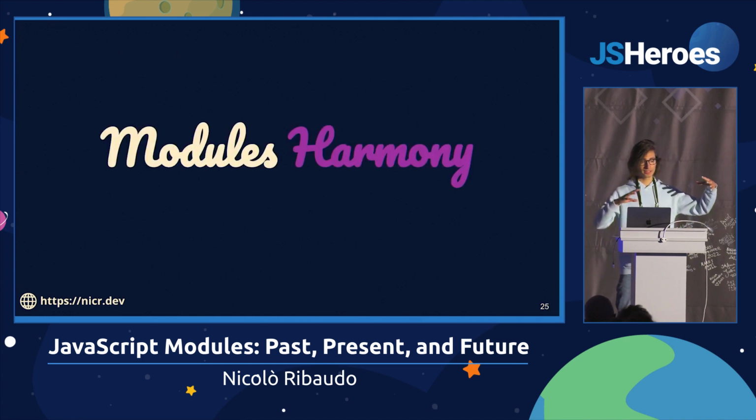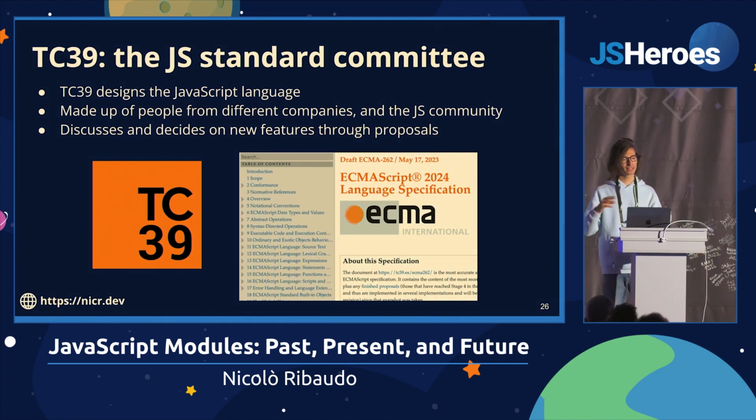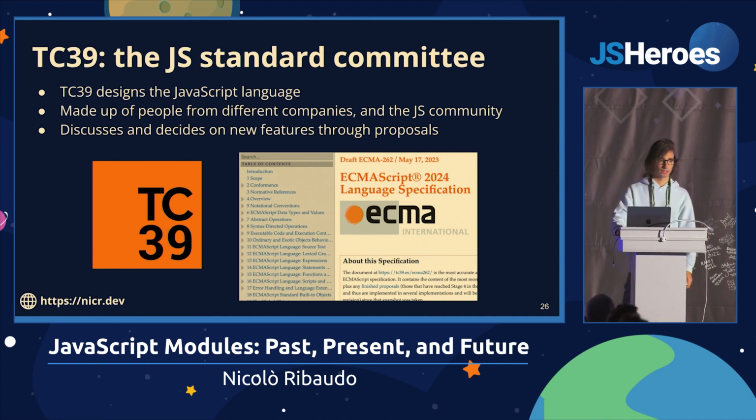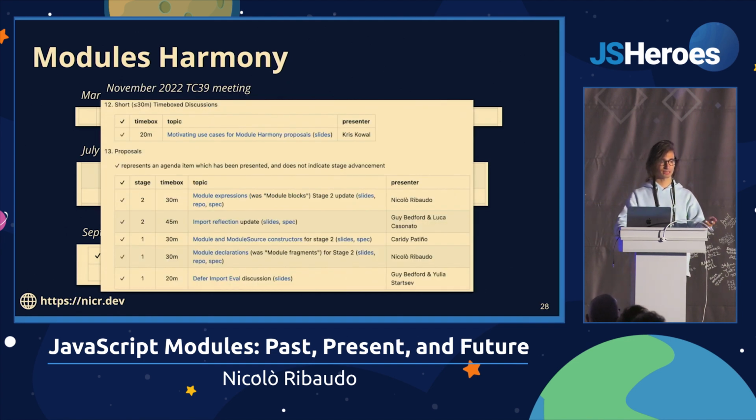And all of these problems, missing functionalities, bring us to what we call Modules Harmony. We is TC39, the JavaScript Standard Committee. It's basically a group of people that discusses a lot and works on new JavaScript features through something that we call proposals. And these proposals go through a process with different stages, from just an idea to having the feature implemented in the browser. And Modules Harmony is a big effort with a lot of features, a lot of proposals, and we've basically been talking about this for months.